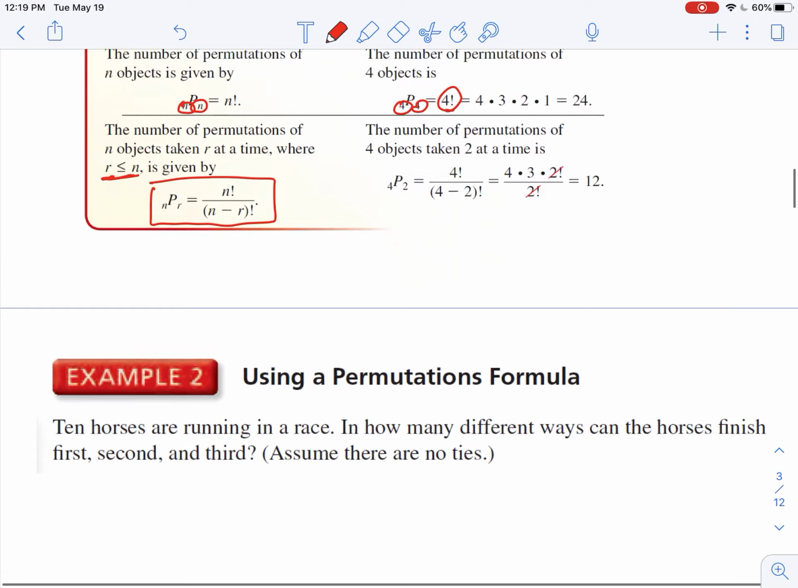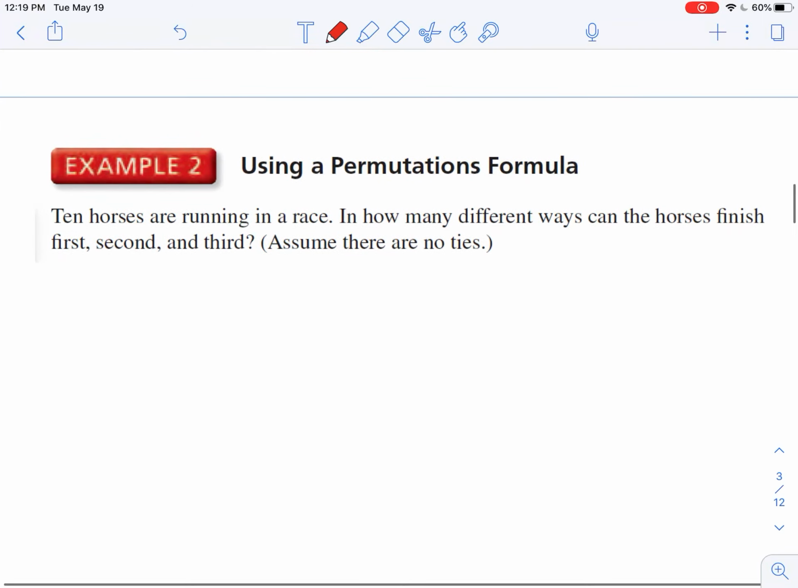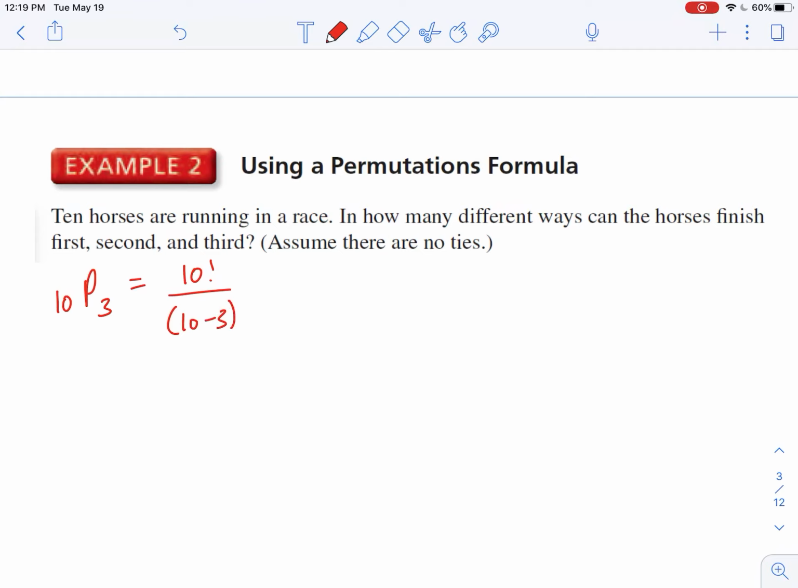All right. So using the permutations formula, 10 horses are running in a race. How many different ways can the horses finish first, second, and third? And again, hopefully we recognize that finishing in a race, the order is important. If you get the gold medal, it feels very different than if you get the bronze medal. So the order is important, so we want to account for all of those differences amongst the order. So we have 10 horses, and we're looking for the number of permutations taken 3 at a time. So we're looking at 10 factorial over 10 minus 3 factorial.